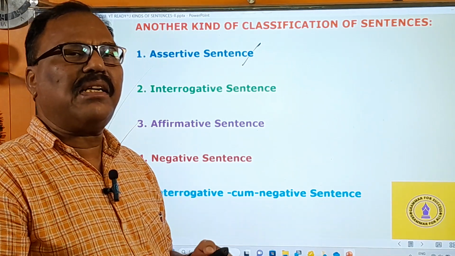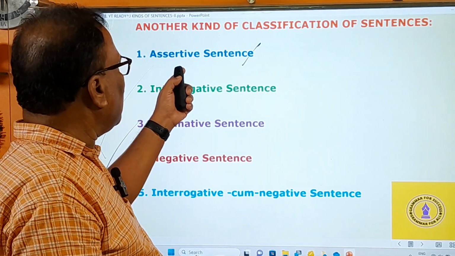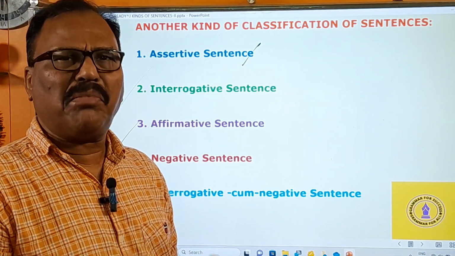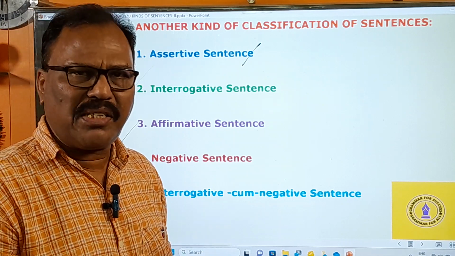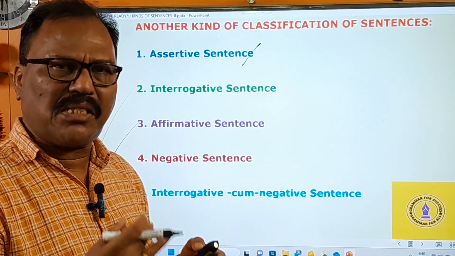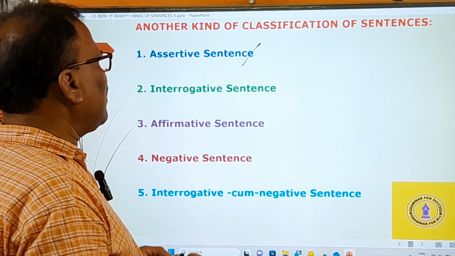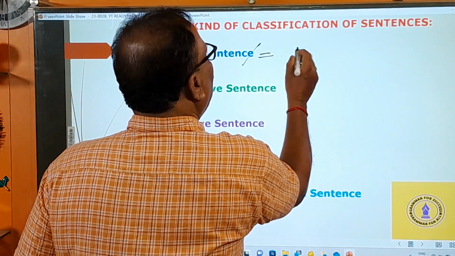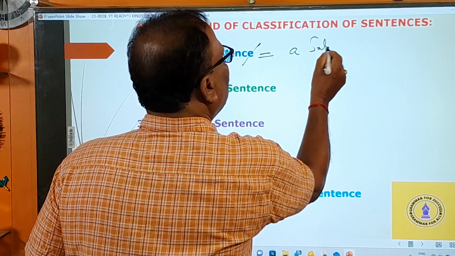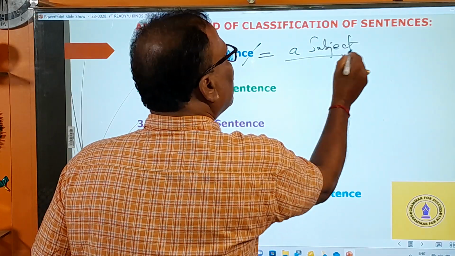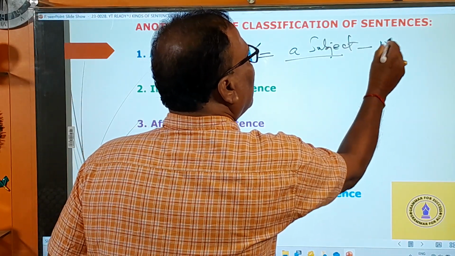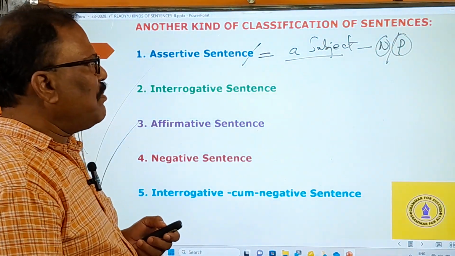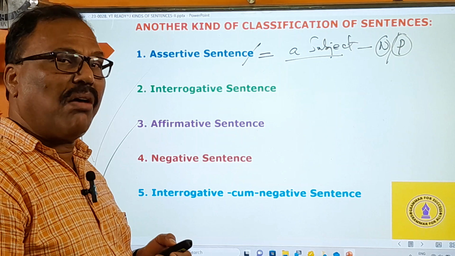I discussed in detail about the kinds of assertive sentences. Assertive sentences means normal sentences or simple sentences. You know very well, they begin with what is that? A subject. They always begin with a subject. The subject can be either a noun or a pronoun. This is very important.